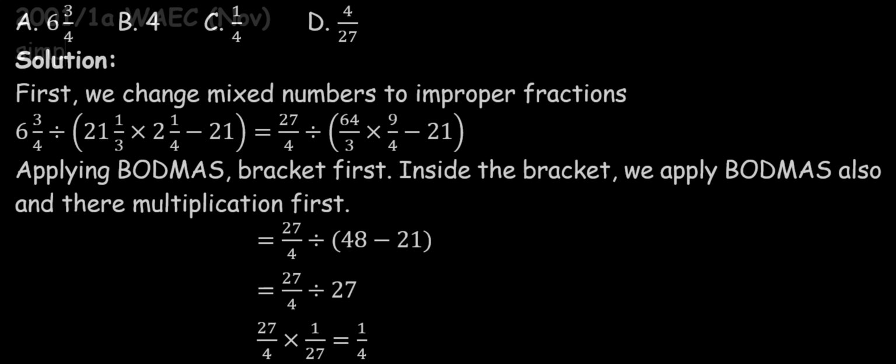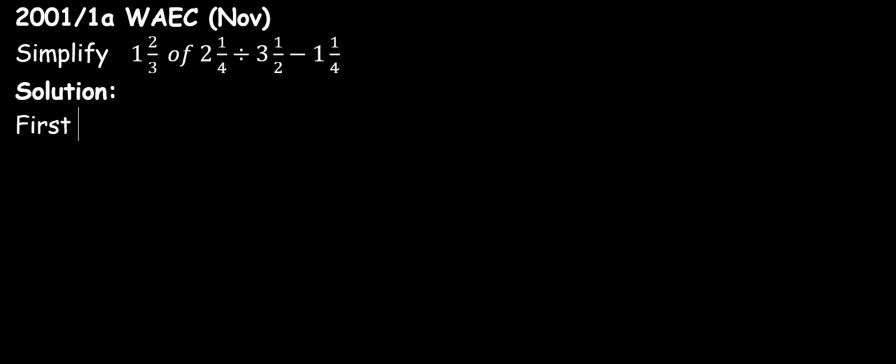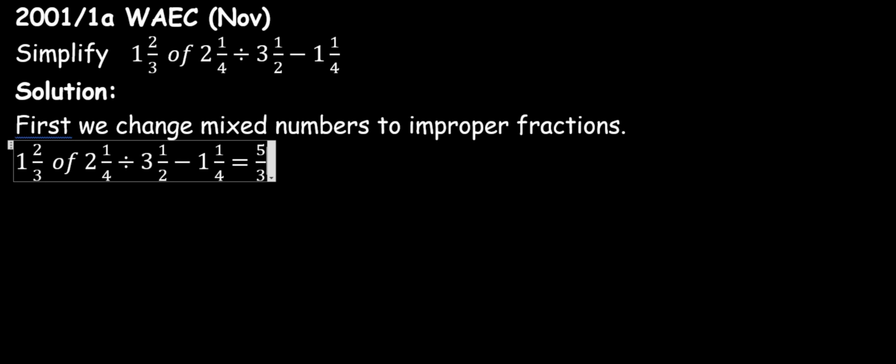Another example. Simplify 1 whole number 2 over 3 of 2 whole number 1 over 4 divided by 3 whole number 1 over 2 minus 1 whole number 1 over 4. Solution. First, we change mixed numbers to improper fractions. And our given problem becomes 5 over 3 of 9 over 4 divided by 7 over 2 minus 5 over 4. How did we arrive at that?